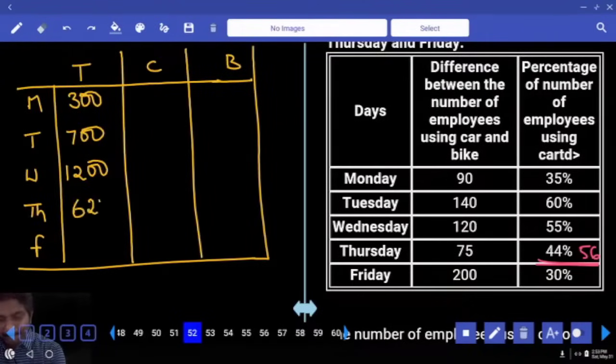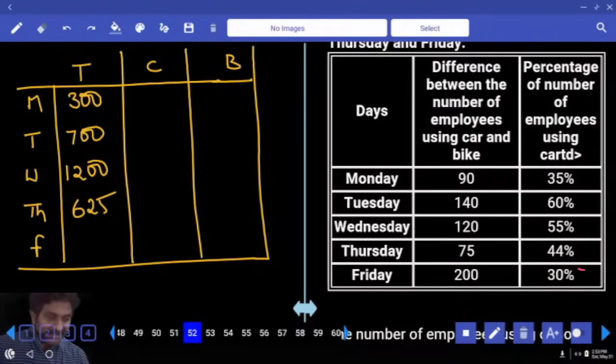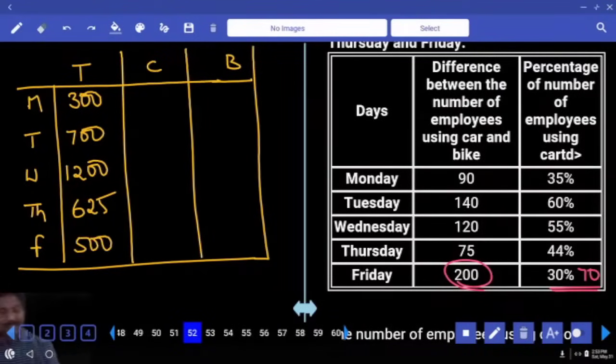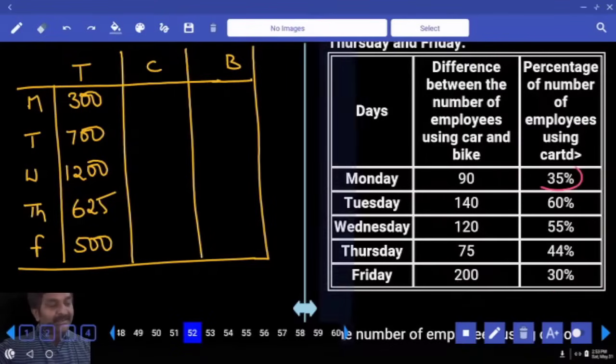625. One is 30, the other is 70. Difference 40 percentage is 240. 40 percentage is 200. 40 how many times will be 200? 5 times, 500. Right. Let us write cars.